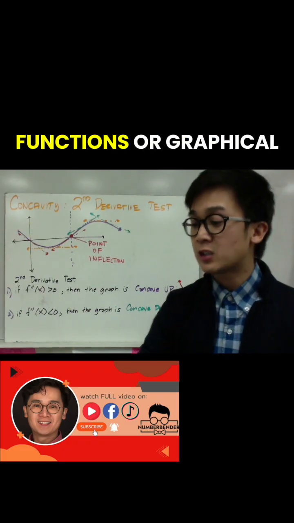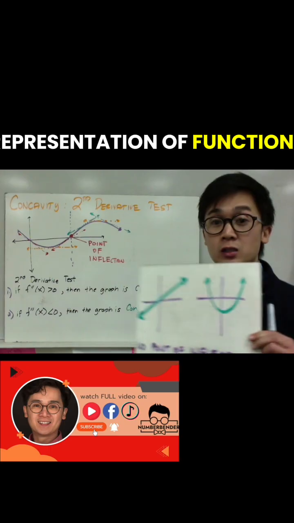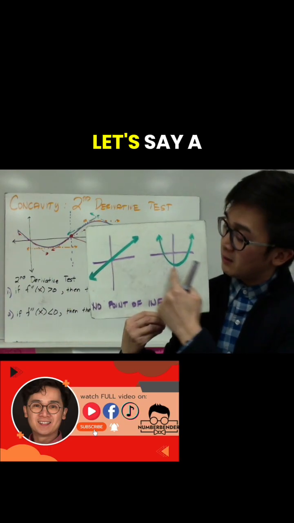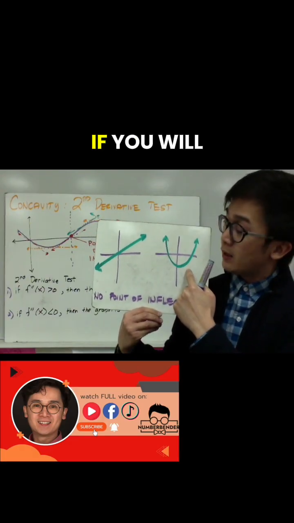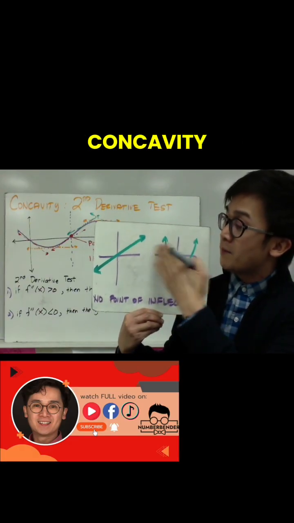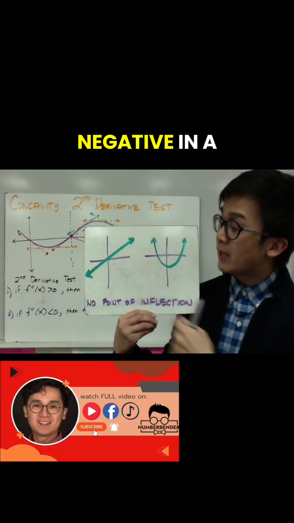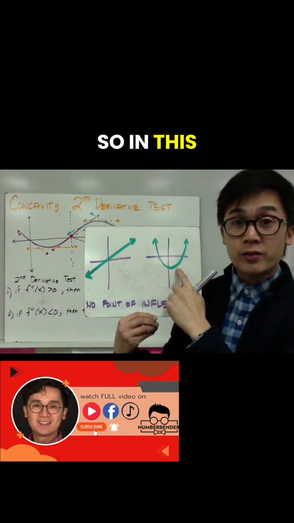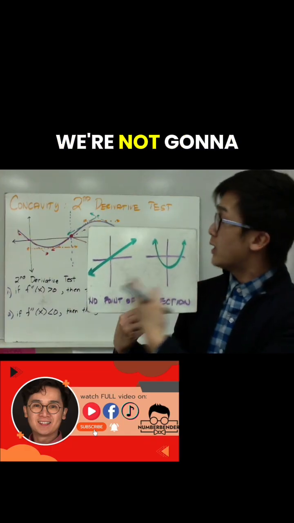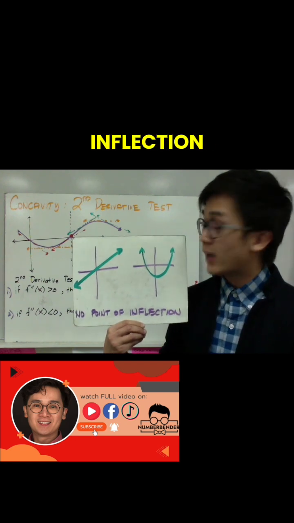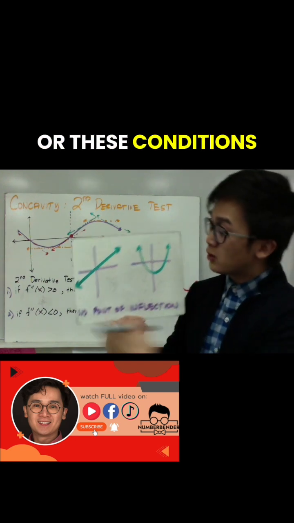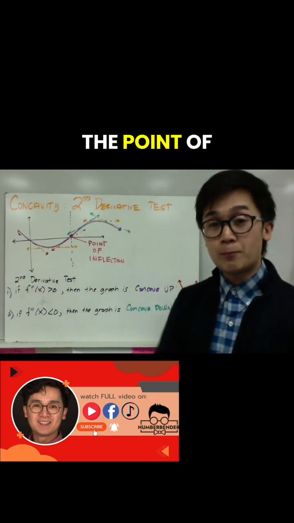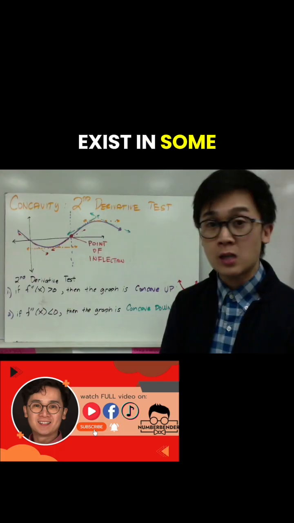An example of functions that don't have a point of inflection would be a linear function and, let's say, a parabola. If you will notice, there's no concavity that changes from positive to negative in a linear function and also in your parabola. So in these particular cases, we're not going to have a point of inflection. These are the conditions that you need to think about when you're working with the second derivative. The point of inflection doesn't always exist in some functions.